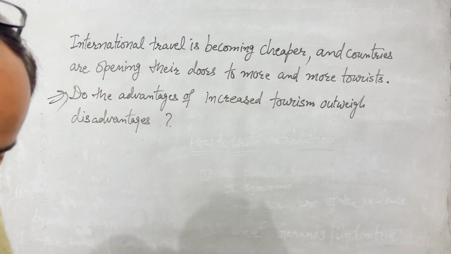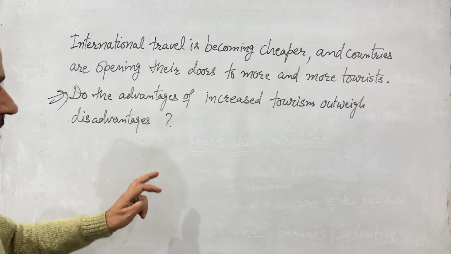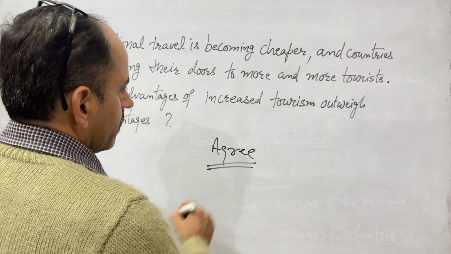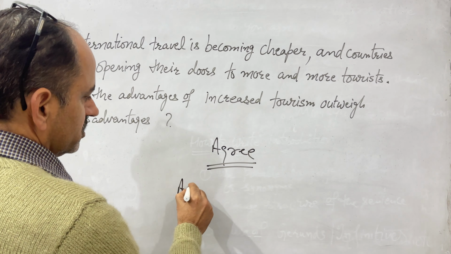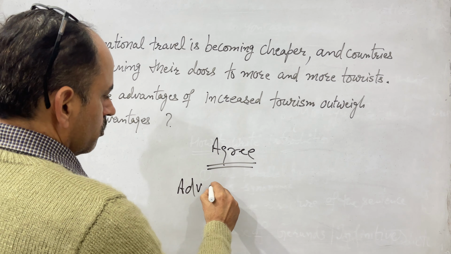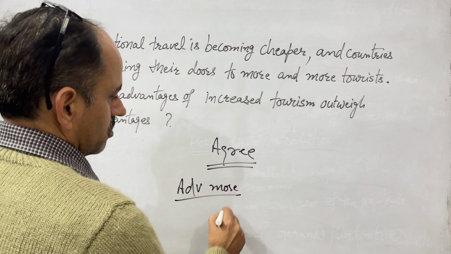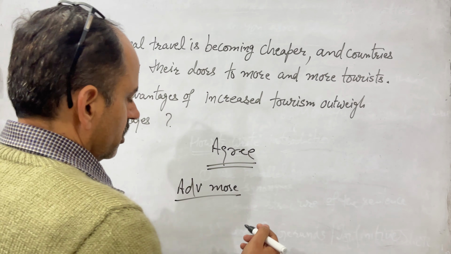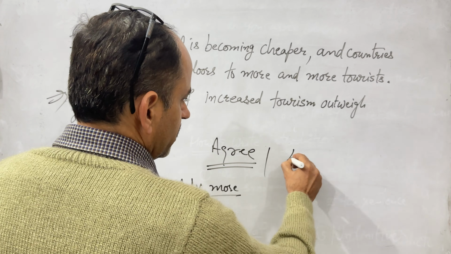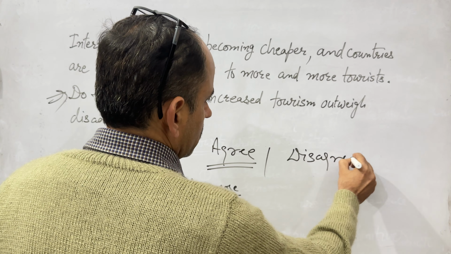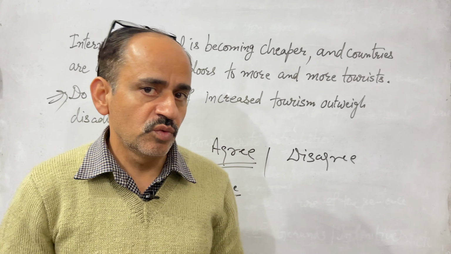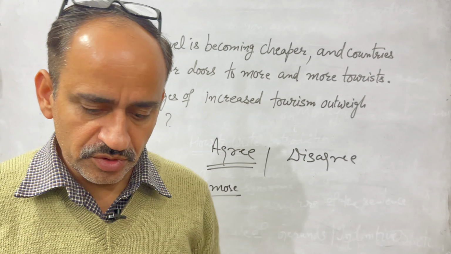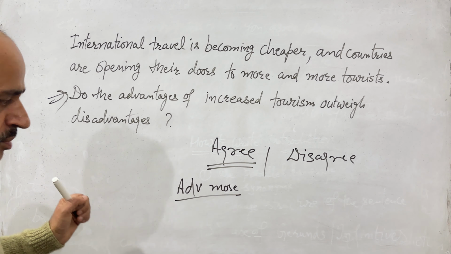So there are a few things you need to focus on here, like are you in agreement? Agree means advantages more, disadvantages less, so you will write two advantages and one disadvantage. If you disagree, then you can write one advantage and one disadvantage, or one advantage and two disadvantages. That depends upon you. I am not going to write that here now.